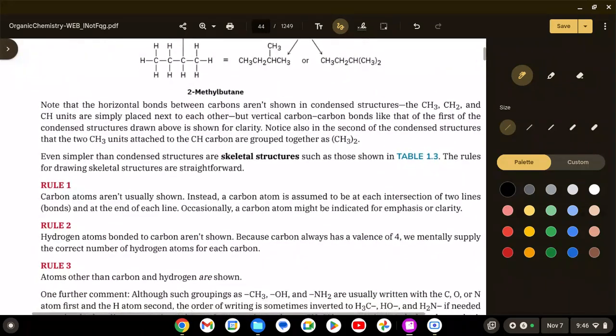Okay, note that the horizontal bonds between carbons aren't shown in condensed structures. Oh, shoot, condensed. That's where you omit the line, but you keep drawing the symbols. Condensed structures: CH3, CH2, and CH units are simply placed next to each other, but vertical carbon-carbon bonds, like that of the first of the condensed structures drawn above, are shown for clarity. Notice also that in the second of the condensed structures, the two CH3 units attached to the CH carbon are grouped together as (CH3)2.